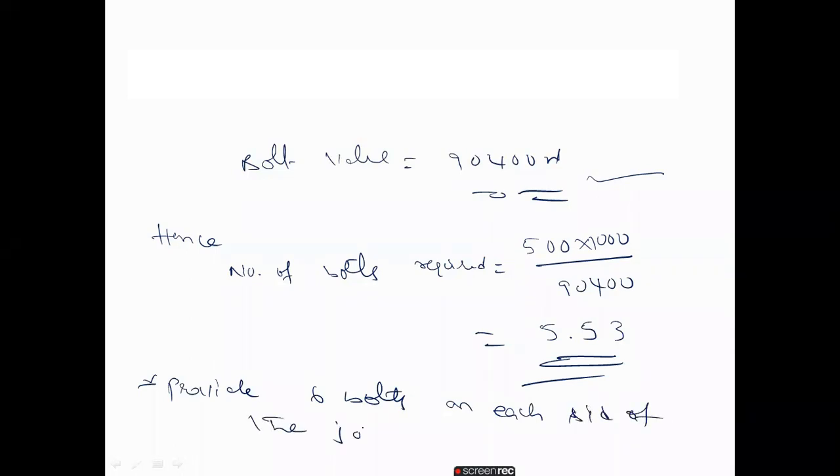We have to provide these on each side of the joint in the plate. Now I will draw the joint, the diagram, for your better understanding. So now one plate is like this.